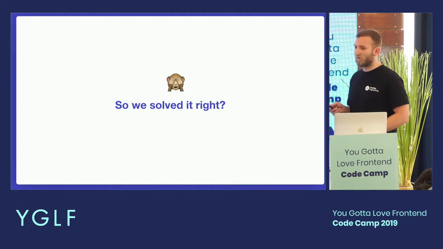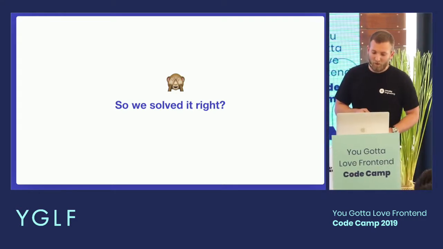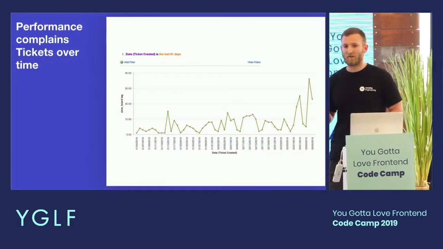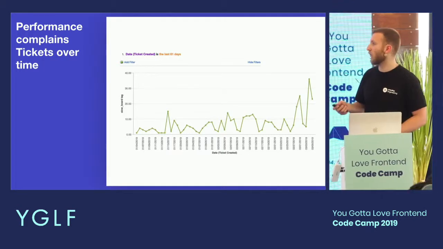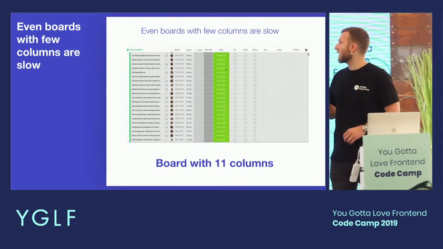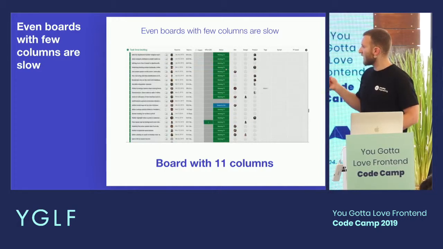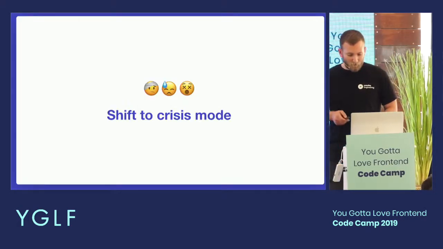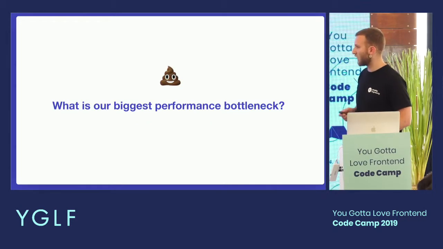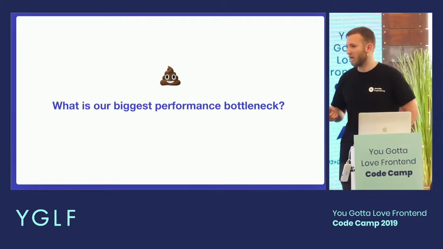So we thought that we solved the issue because we improved the large boards, but we started to get a lot of complaint tickets about the performance, not only for boards with a lot of columns. For example, this board has only 11 columns, and the scroll is not good enough for us. So we shifted into crisis mode, and we understood that we needed to find a solution. We started an investigation in order to find the biggest bottleneck in the system.